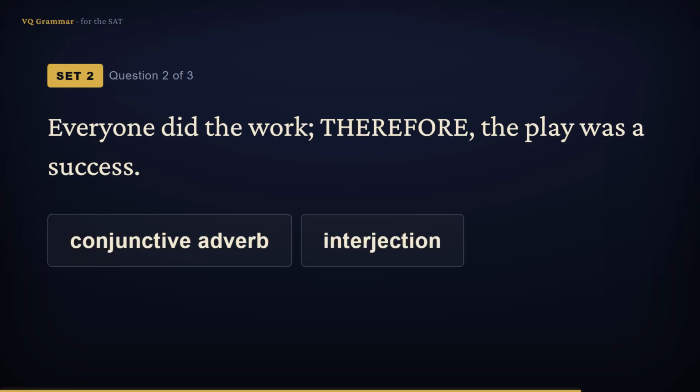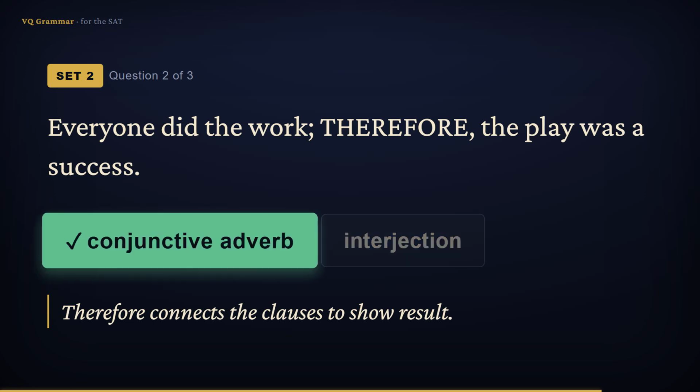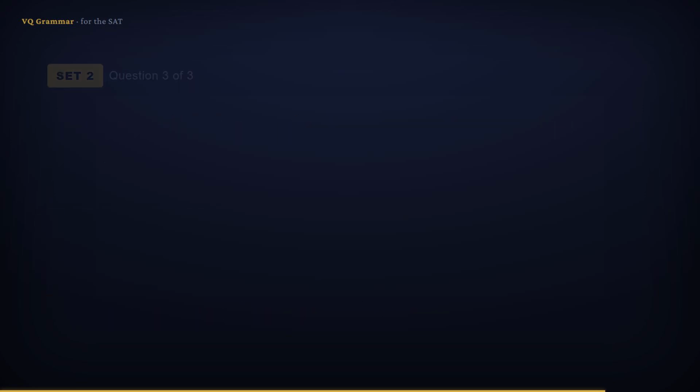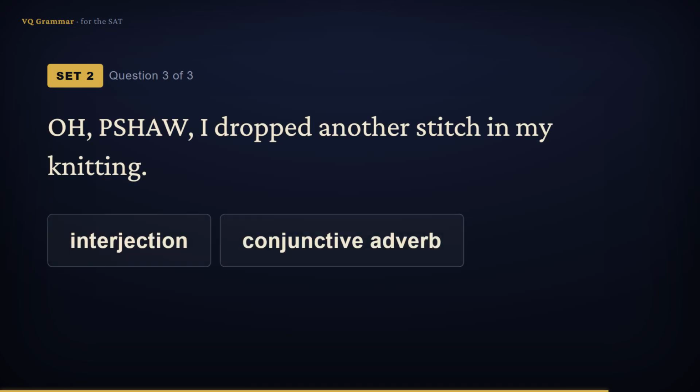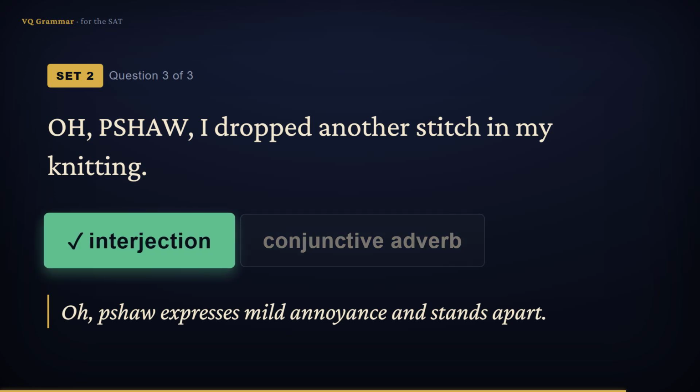Everyone did the work. Therefore, the play was a success. Therefore connects the two clauses to show the result, with the semicolon and comma. So the answer is conjunctive adverb. Oh, pshaw! I dropped another stitch in my knitting. Oh, pshaw expresses mild annoyance, set off by commas, with no grammatical link. So the answer is interjection.